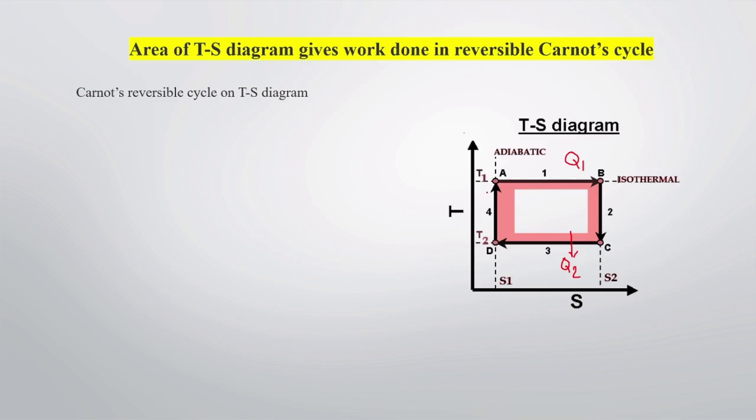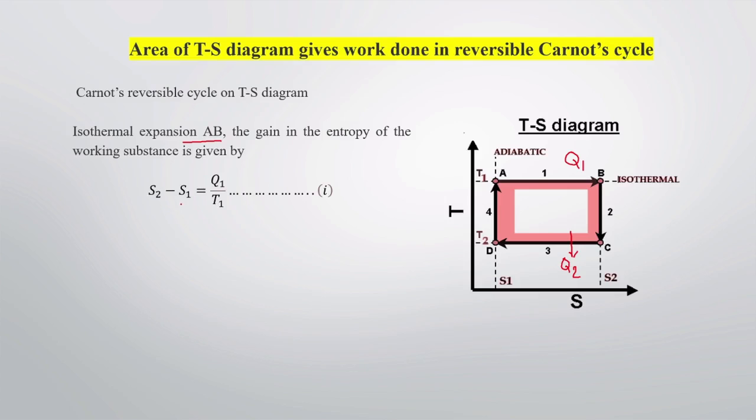So we are going to find out the gain in entropy of the working substance while going from A to B. So this is isothermal expansion AB, and during this isothermal expansion AB, the gain in entropy of the working substance will be given by S2 minus S1, which is equal to Q1 upon T1. So heat absorbed here is Q1 at constant temperature T1.